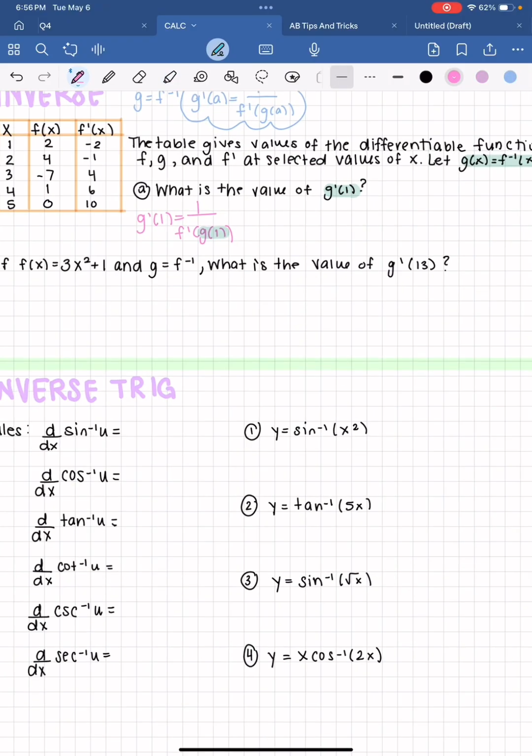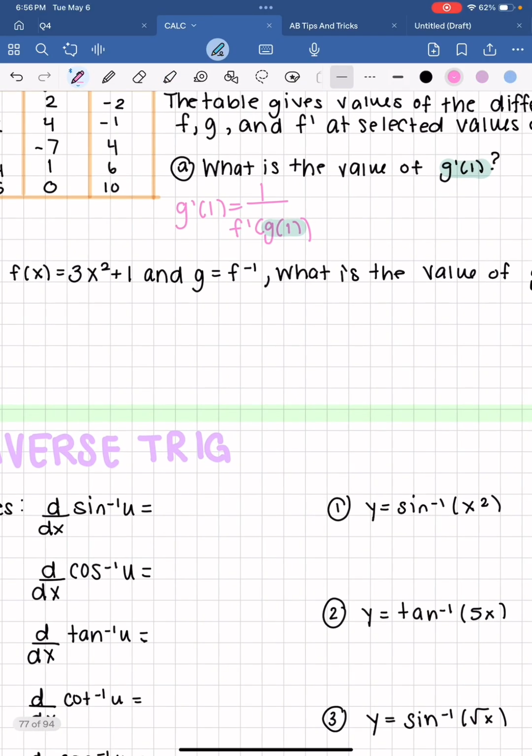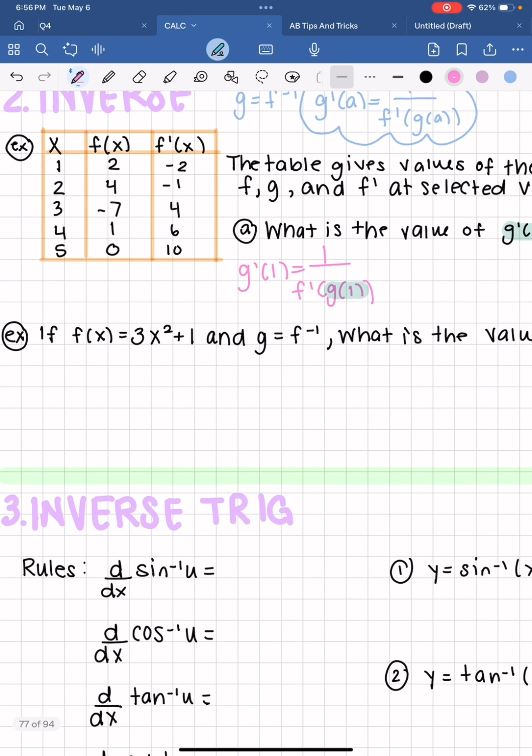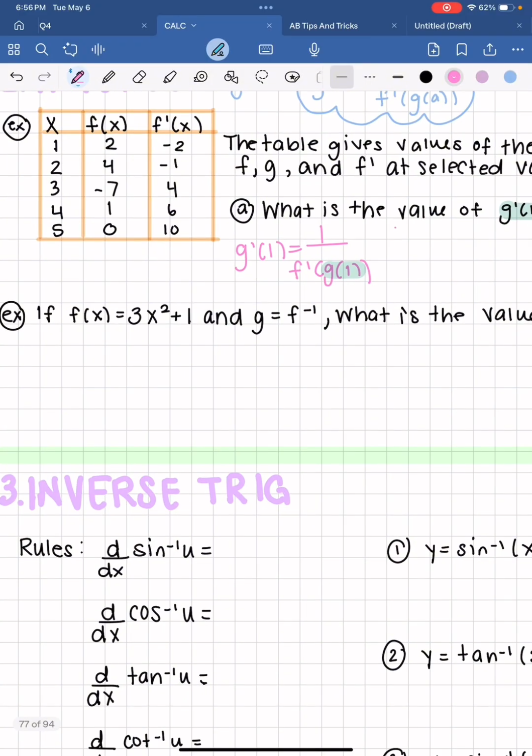We need to figure out what g of 1 is. Now here's the issue. They don't give me any information about g in the table, but we can use my trick here. And my trick is f of what equals 1. So g of 1 equals that. Because when you have inverses, the domain of the function becomes the range of the inverse, and the range of the function is the domain of the inverse.